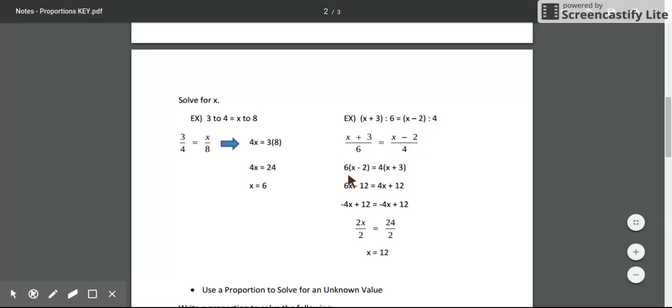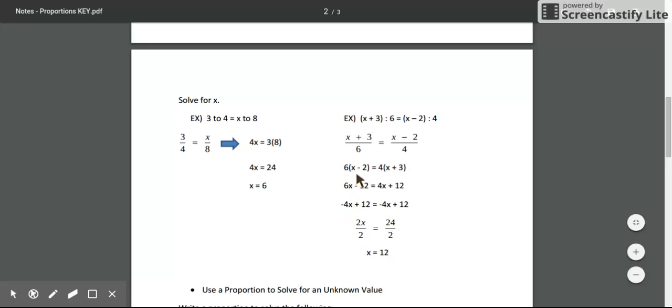So let's make sure we distribute that 6 to the x and the negative 2. So after distribution, we have 6x minus 12 is equal to 4x plus 12. To solve for x, I'm going to subtract 4x from both sides. I'm going to add 12 to both sides. So that leaves 2x here on the left side and 24 on the right side. To solve, I could divide by 2 and get my solution, 12.